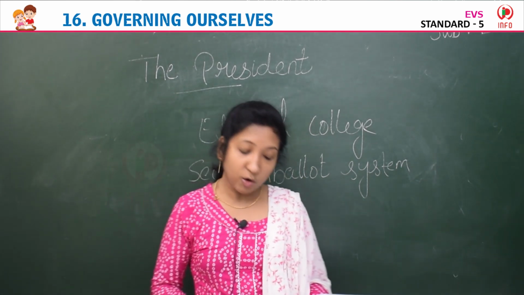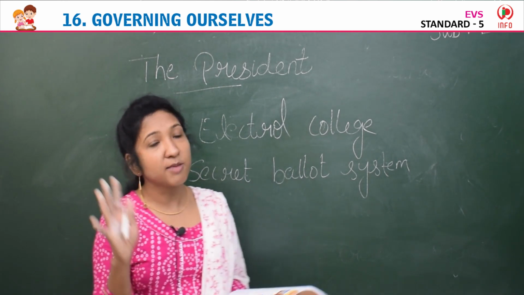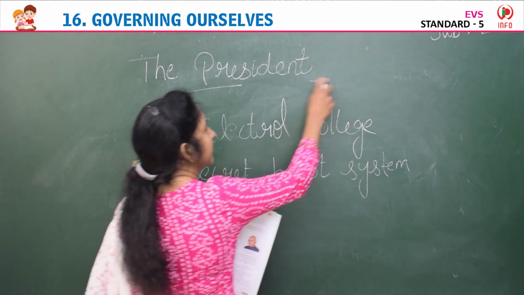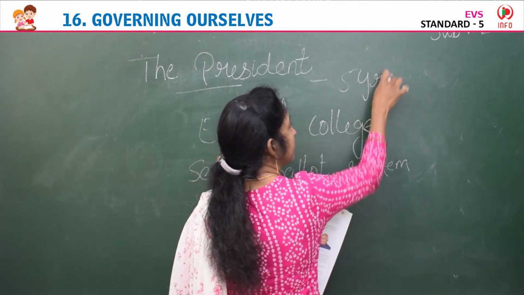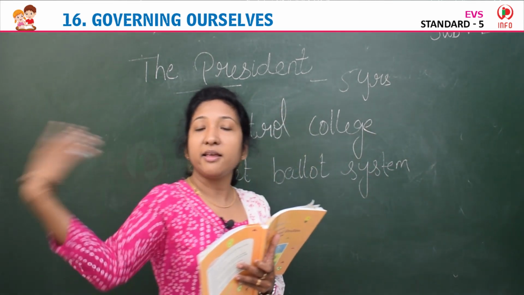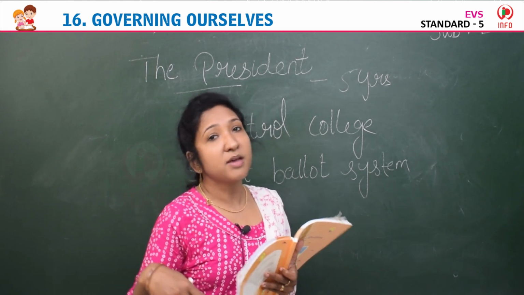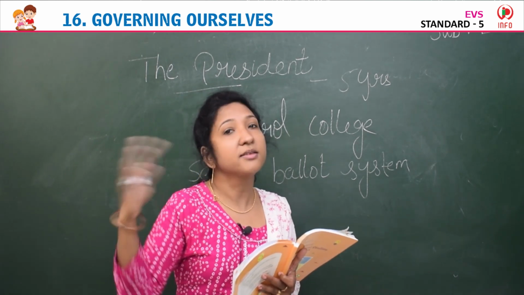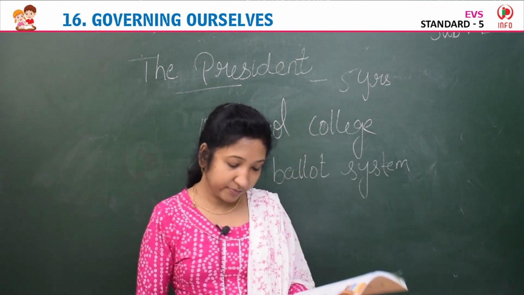Now, the president holds office for 5 years. Maximum 5 years a president can be in the office. After 5 years, again the election will be held and they will elect another person, or the same person can also continue. That depends on the votes they get.